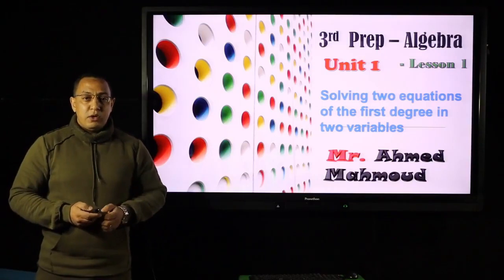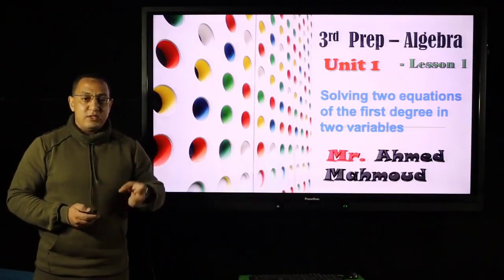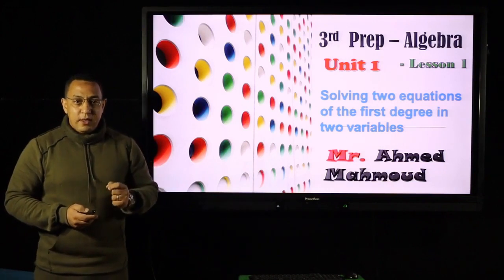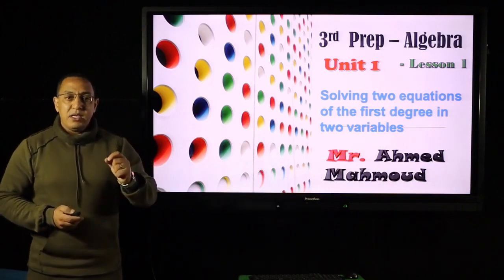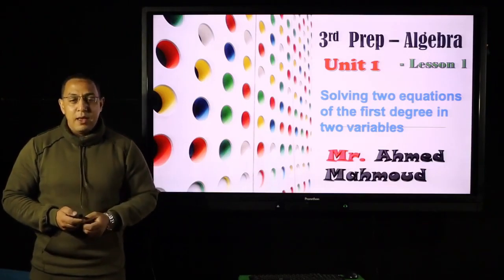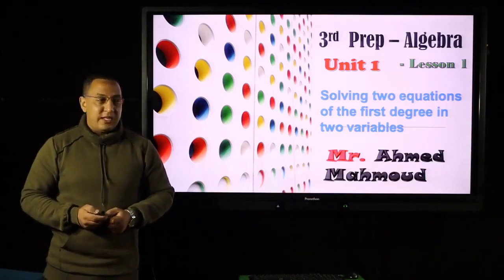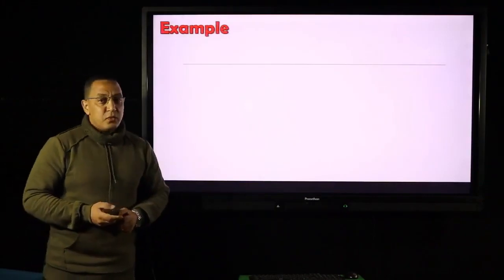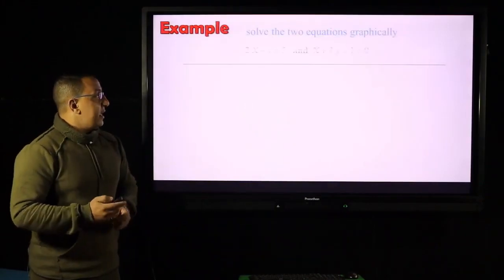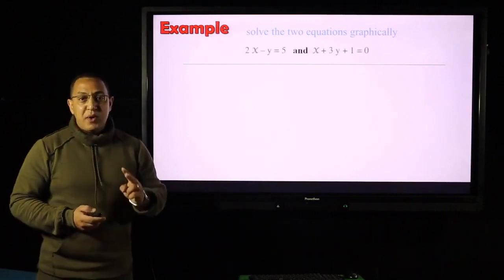Okay, and we are going to learn how we can solve the two equations and find the solution set from the graph, and by two different ways called the elimination and substitution methods. Let's start the lesson. First, we are going to start with this example. Solve the two equations graphically.